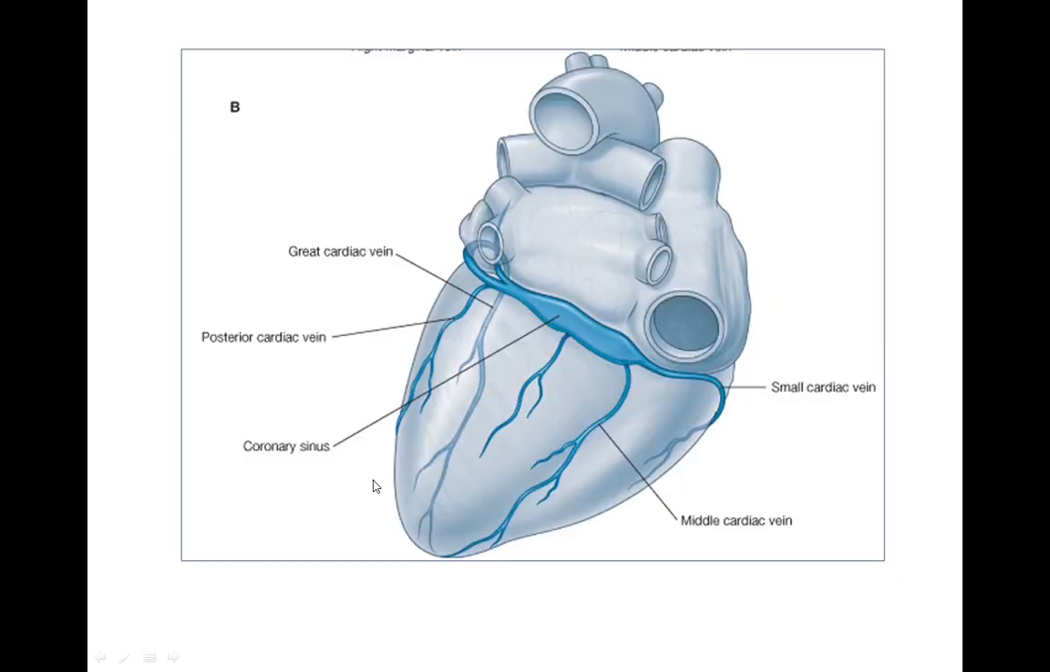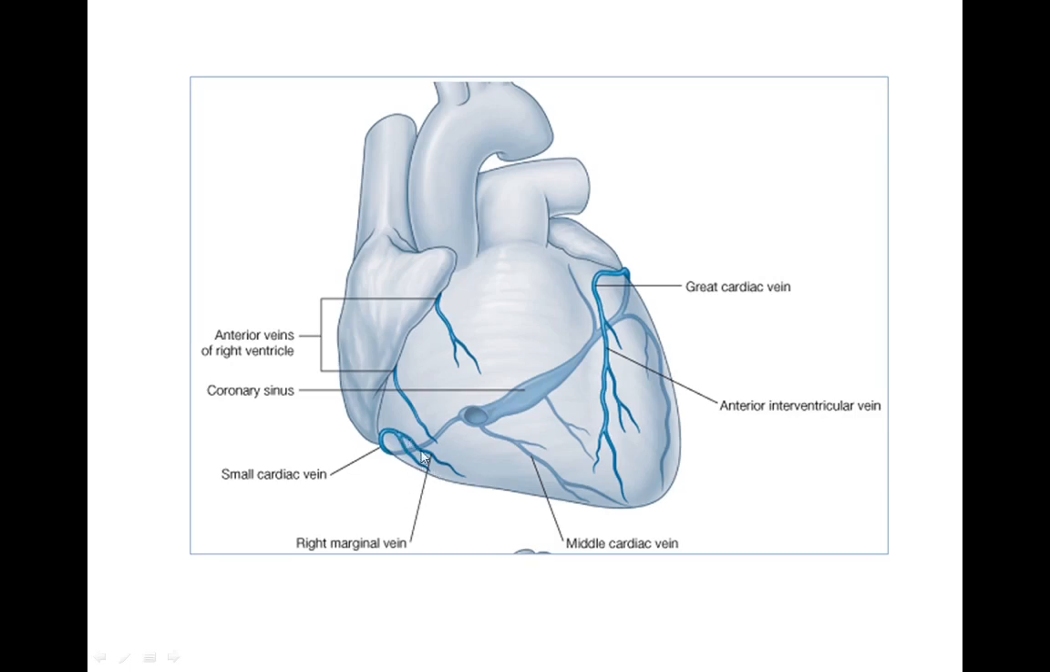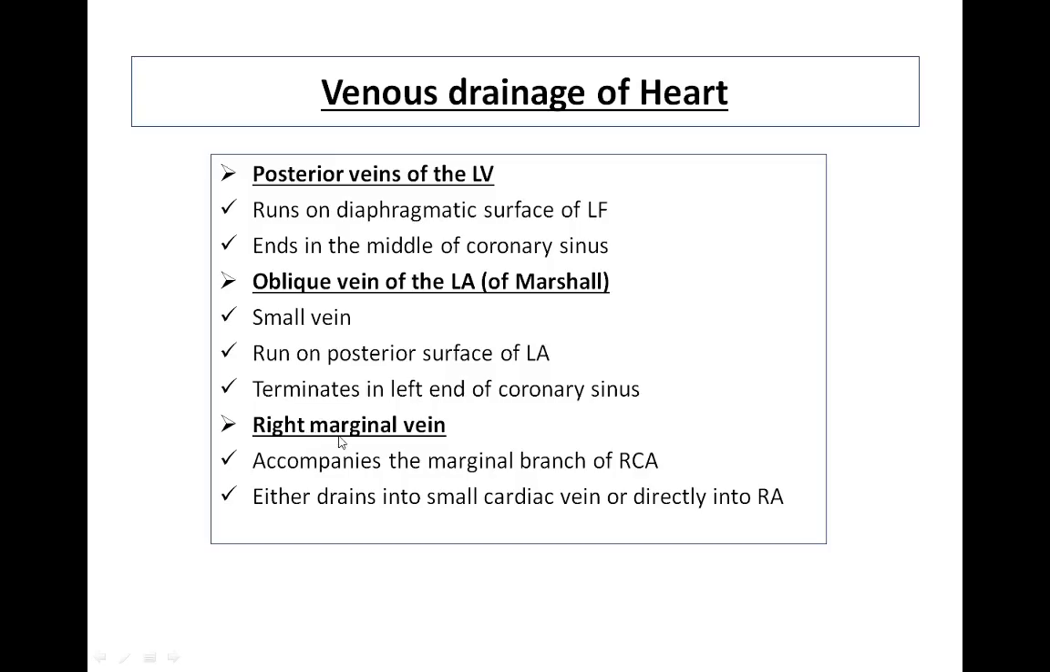Then right marginal vein, already I have said right marginal. It winds around the inferior border, then opens into the right end of the coronary sinus. Sometimes this branch drains directly into the small cardiac vein, and sometimes it may go individually. Small cardiac may drain as a separate vein and right marginal may be a separate vein. The right marginal vein accompanies the marginal branch of the right coronary artery, and either drains into the small cardiac vein or directly drains into the right atrium.